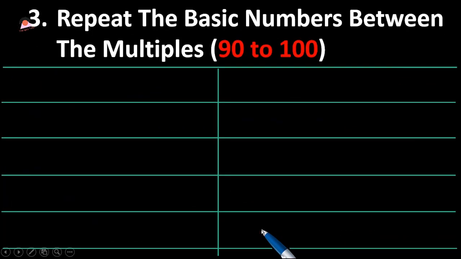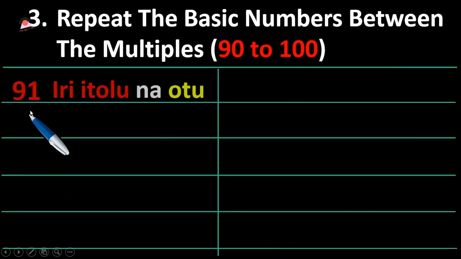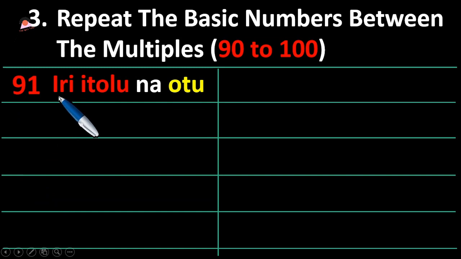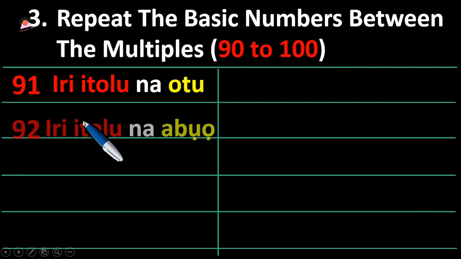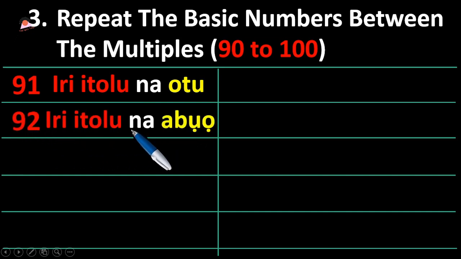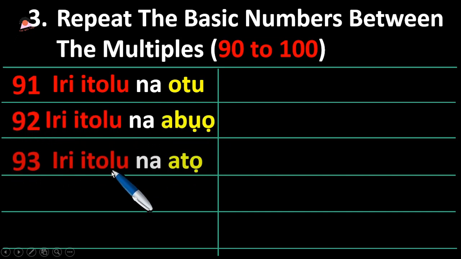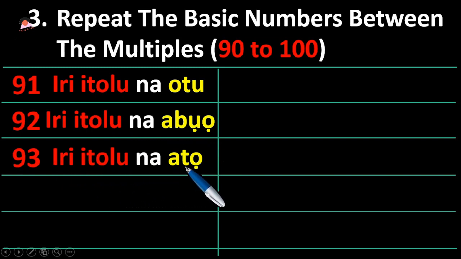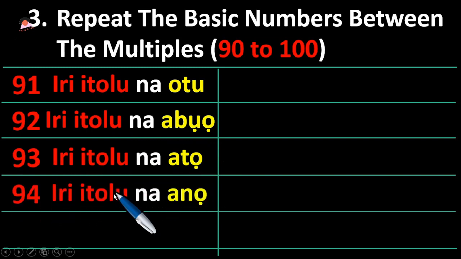Let's count them in Igbo. Now we start with 91. 90 is iri itolu. So we have iri itolu na otu, 91. 92, iri itolu na abo. 93, iri itolu na ato. 94, iri itolu na ano.